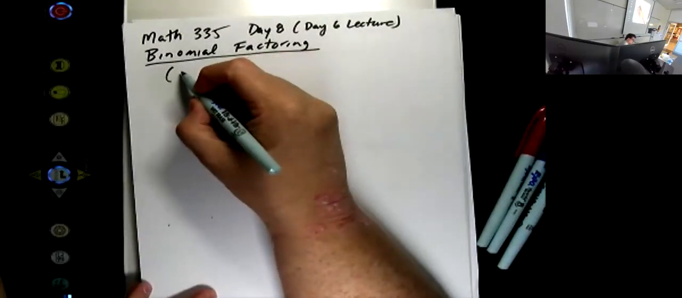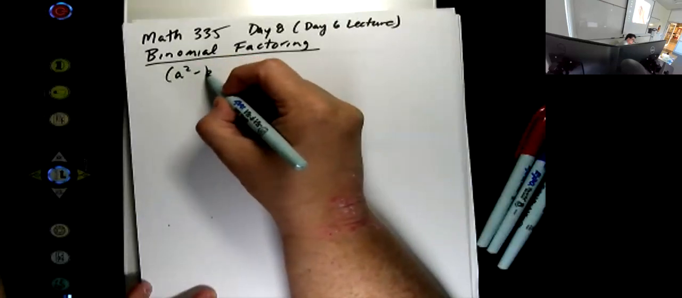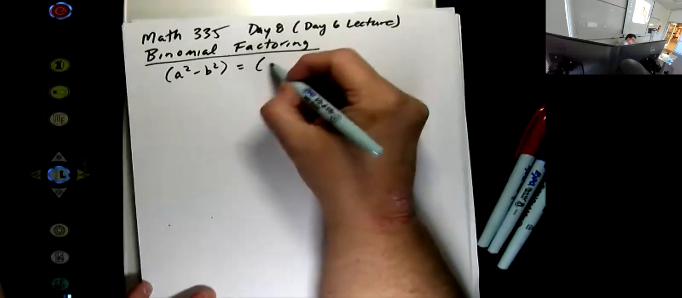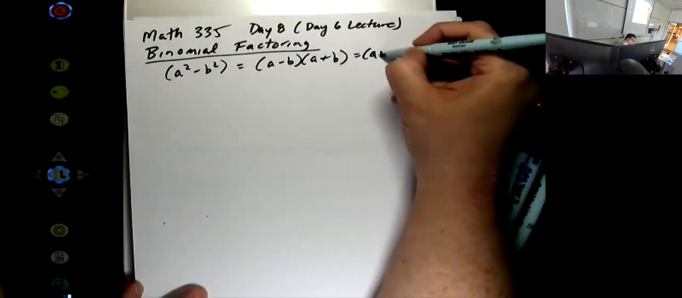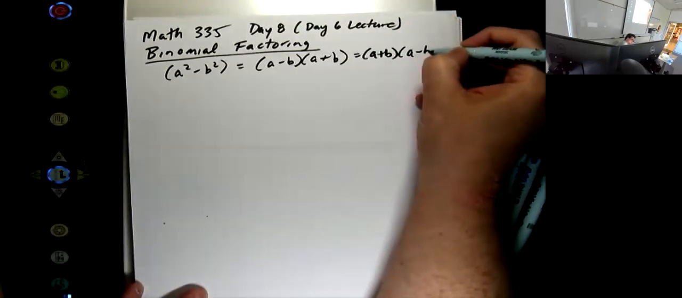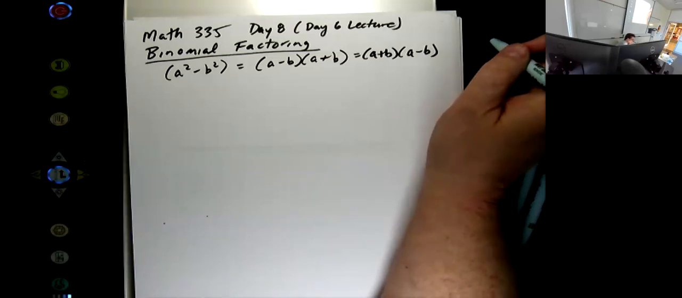Recall we were using a squared minus b squared equals a minus b, a plus b. And you could do it in the other order, a plus b and a minus b. The more you write this generic form down, eventually you stop needing to write it down.